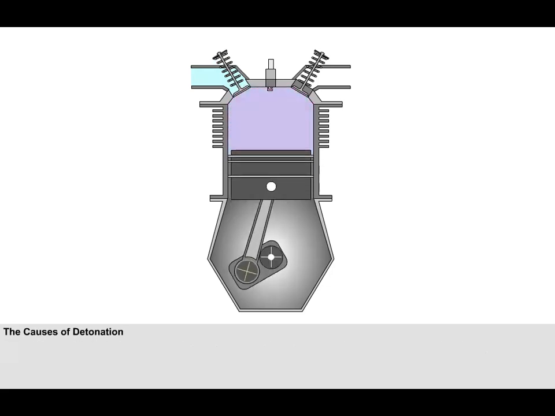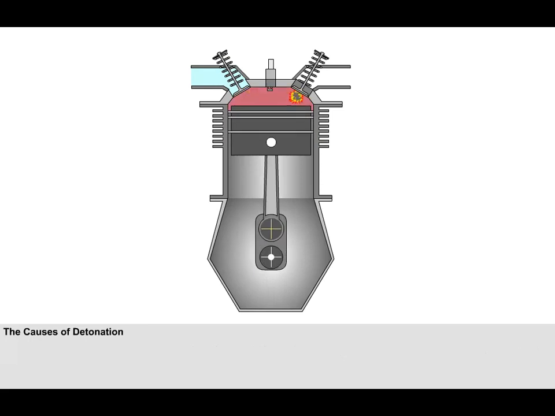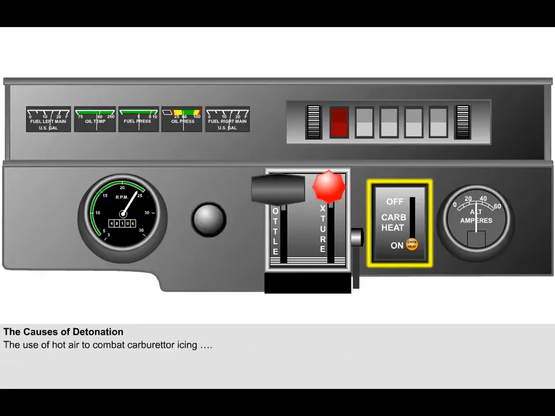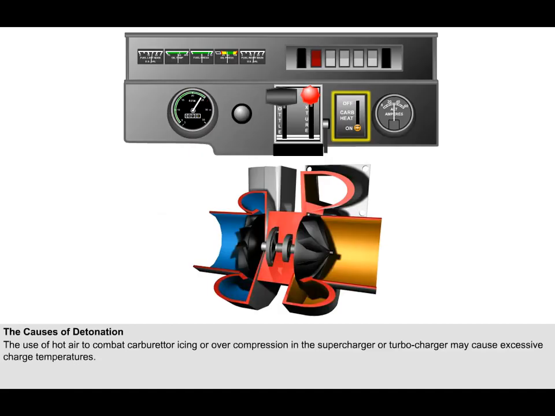There are a number of reasons why the temperature in the combustion chamber can become excessive, causing detonation to occur. Any of the following, either individually or in combination, can give rise to the onset of detonation. Any condition that heats the charge before combustion will increase the temperature of the end gas. Preheating the air before it enters the engine by the use of carburetor heat to overcome carburetor icing, for instance, or overcompression in the supercharger or turbocharger may well give rise to excessive charge temperatures.